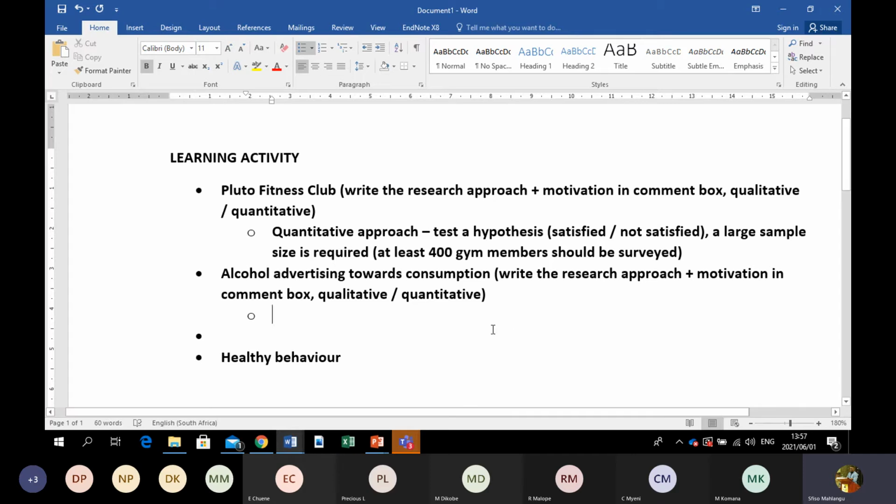So in other words, our guess statement could be something, yes, it does influence. So yes, alcohol advertising influences consumption. The more we advertise, the more people drink alcohol. And then we can say no. That's another assumption, which is an alternative. No, alcohol advertising does not influence people to consume more alcohol. So it's also a quantitative approach.